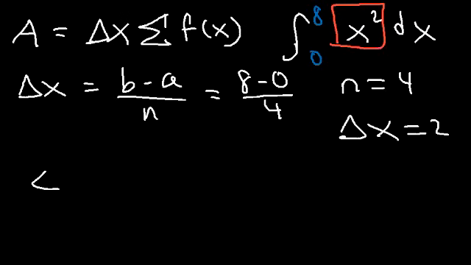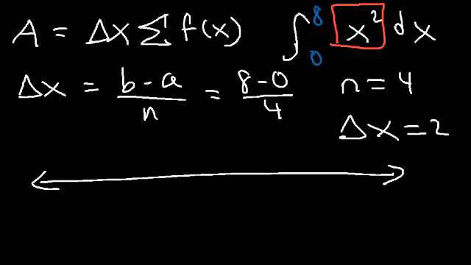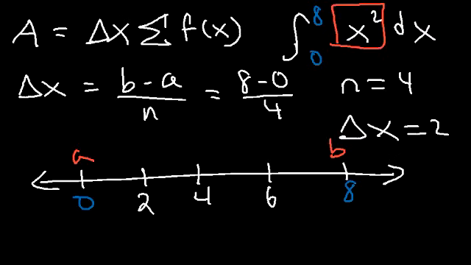So next, make a number line, starting from A, ending at B. So this is A, and this is B. Starting with A, add delta x to it. 0 plus 2 is 2, 2 plus 2 is 4, 4 plus 2 is 6, 6 plus 2 is 8.